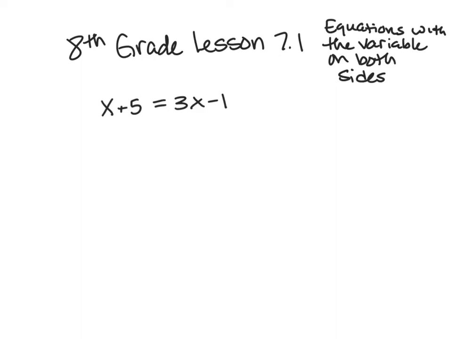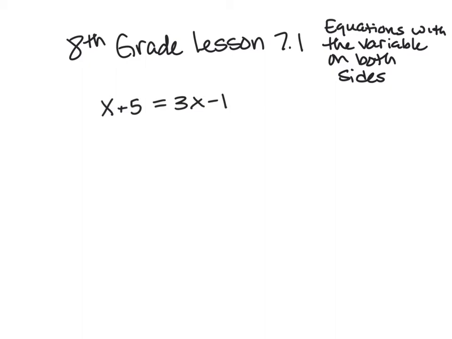Eighth grade lesson 7.1 is equations with the variable on both sides. So we'll see equations that come up looking something like this, where you have a variable on this side of the equation and a variable on this side of the equation. And maybe some of your brains are like, oh, okay, I can do that. And maybe some of your brains are like, what?